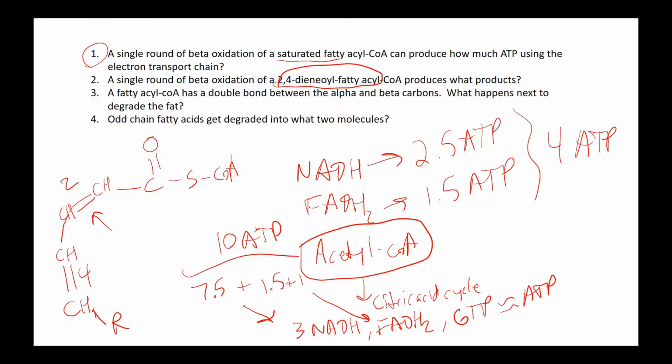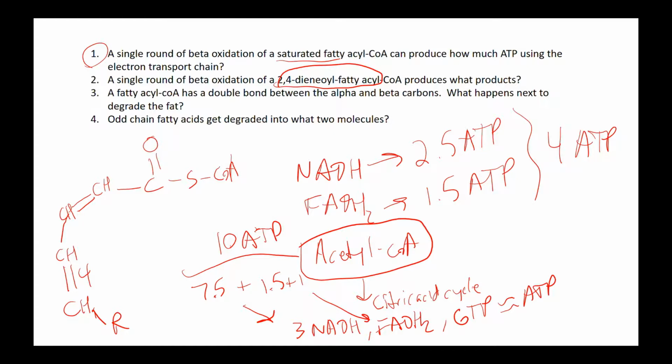Now you're going to have to remember this. The 3 special cases we kind of had were a 3,5 dienoyl, a 2,4 dienoyl, and the alkene in the 3 position, or the alkene in the 2 position. Those are kind of the special cases that we can end up with when we're dealing with unsaturated fats, and you have to know how to handle each one of them.